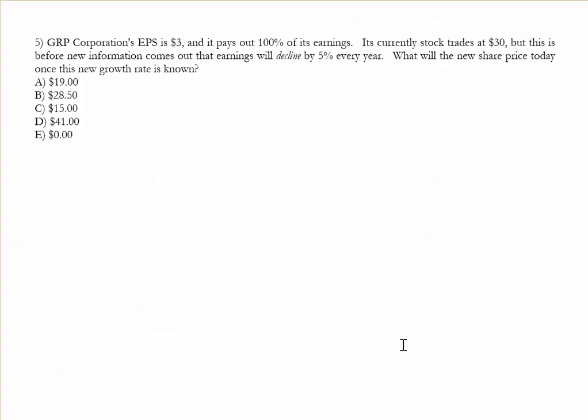This question is a question about a stock. Now this is a stock that has an earnings per share of $3, and it pays out all of it. It pays out all $3 as earnings. So a few things. This means that the dividend is $3. Now you might wonder, well, what about the dividends in future years?